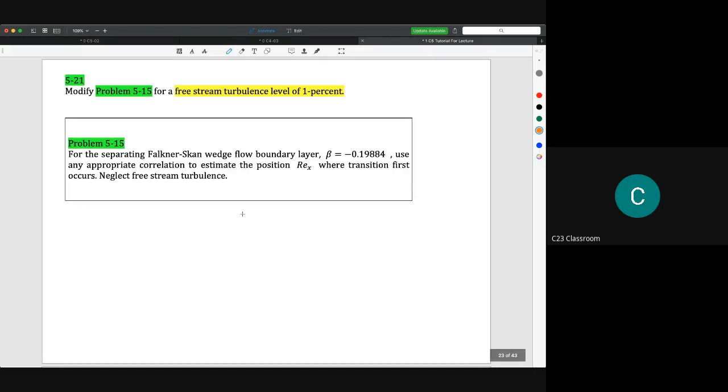Okay, let's say again, we have the modified problem. For example, we focus on problem 5.15, for a free stream turbulence level of 1%. Now in this question, previously 5.15, we use beta equal to negative 0.19, and then we need to calculate the Reynolds transition.